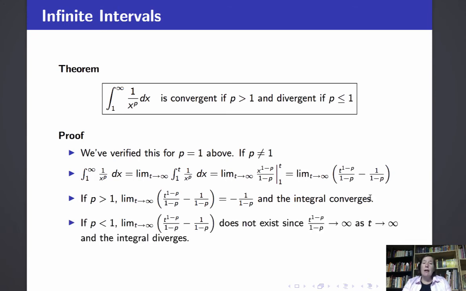We've already shown that it diverges if p is equal to 1, and if p is less than 1, then 1 minus p will be positive, and as t approaches infinity, t to the 1 minus p will approach infinity, and this limit will approach infinity, and our integral will diverge. So that completes the proof of the above theorem, and this is a very, very useful integral to keep in mind. We know the integral from 1 to infinity of 1 over x to the 10 will converge, and the integral from 1 to infinity of 1 over the square root of x or 1 over the cubed root of x will diverge, etc., etc.